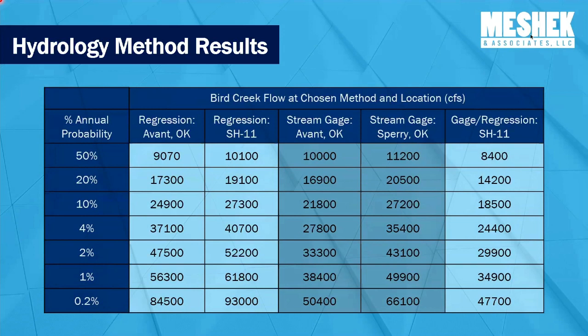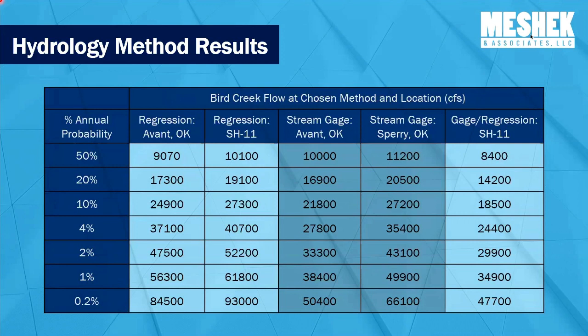You can also look at the difference between the two stream gauges. There is, again, another divergence as we move to the lower probability floods. However, Sperry is further downstream from Avant, so it is logical to believe that some flow was added in between. The last column shows a gauge analysis and regression combination, where regression accounted for the intervening area downstream of the Avant gauge.